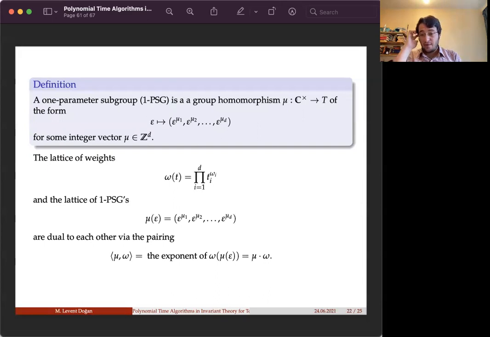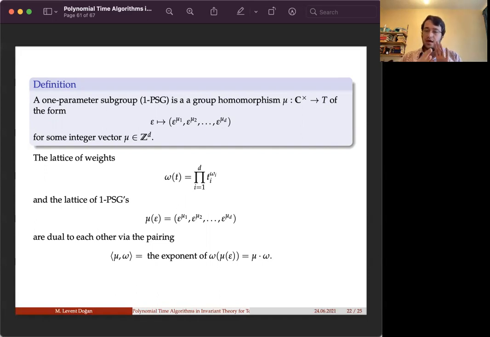So now the weights, which are maps from the torus to the multiplicative group of the field, and we have one parameter subgroups, maps from the multiplicative group of the field to the torus. They both form integer lattices, and these lattices are dual to each other. There's a pairing among them. So take a one PSG, mu, take a weight omega, and then compose them. The composition will be a map of the form epsilon maps to epsilon to the k for some integer k. So this k is the pairing of the one PSG and the weight. It also equals the inner product of mu and omega.